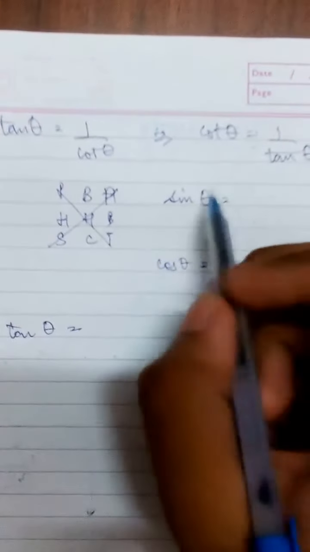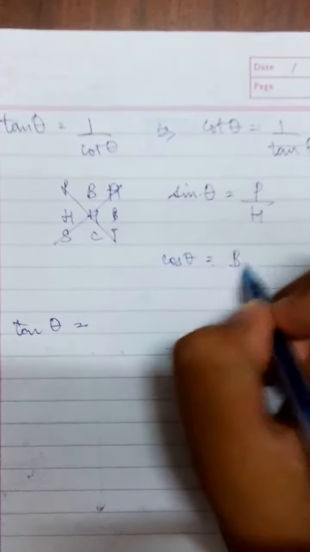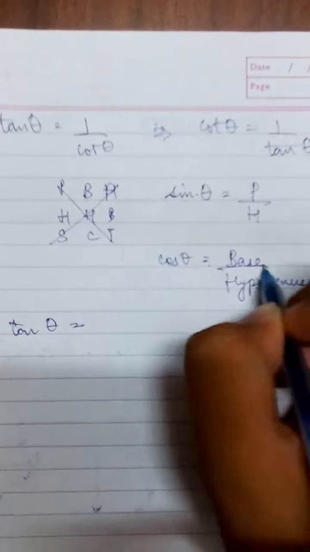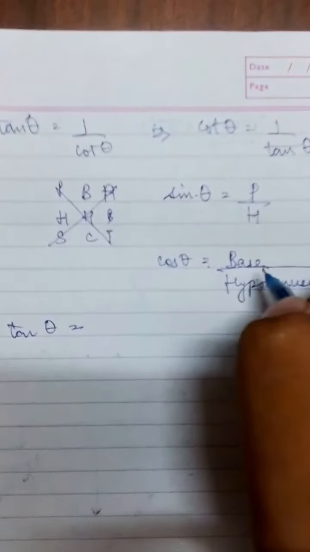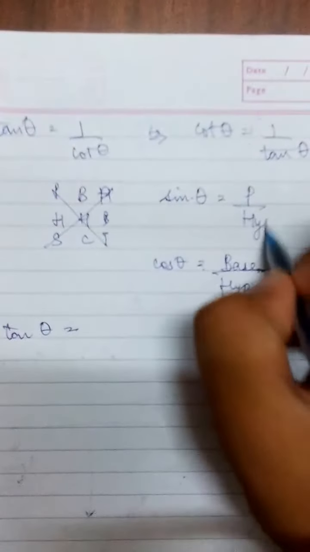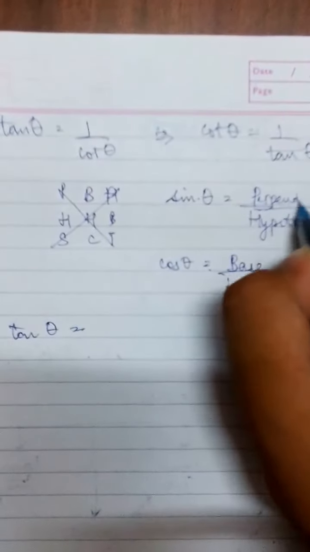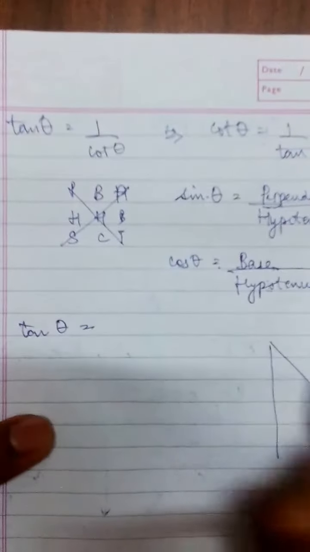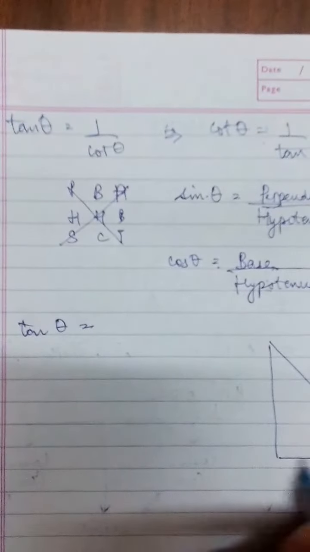Sine theta is perpendicular upon the hypotenuse, cos theta is base upon the hypotenuse. The hypotenuse is always applicable in a right triangle, and trigonometry is only applicable in a right triangle. So this is a right triangle, and if you take this angle to be theta, then its base would be this side.